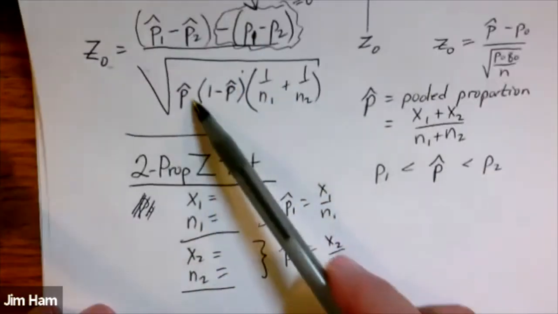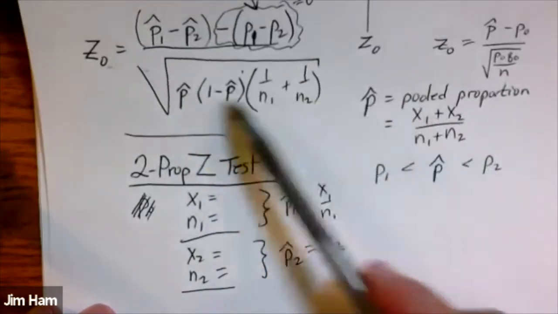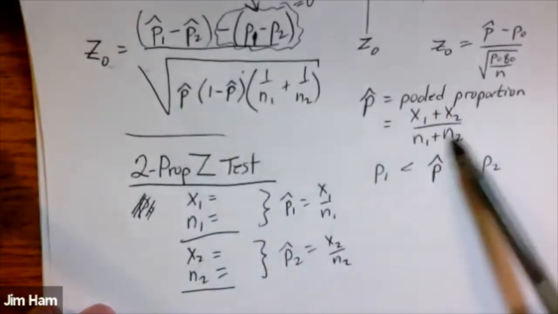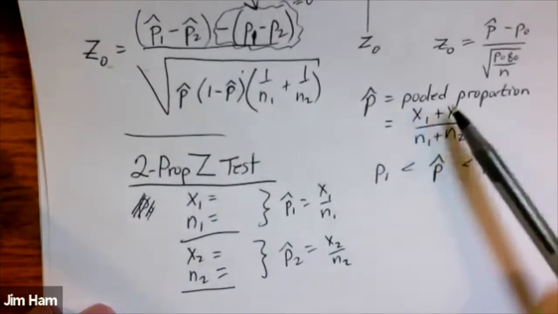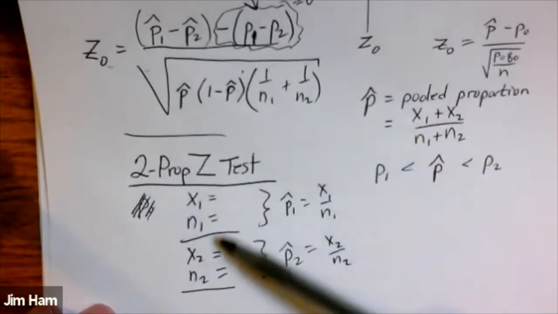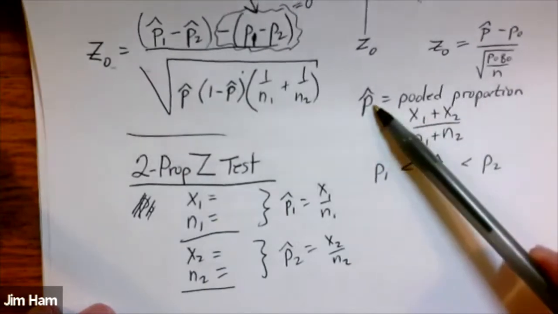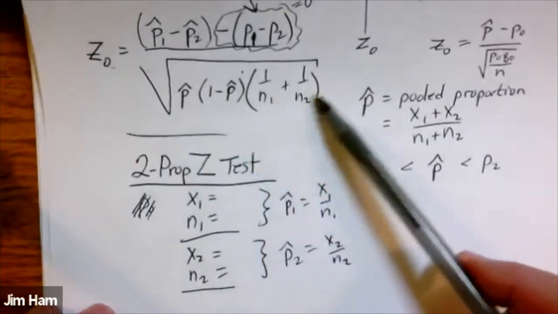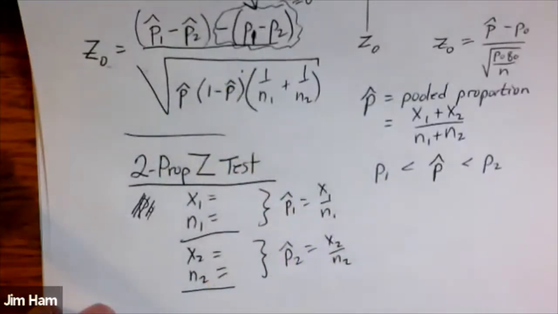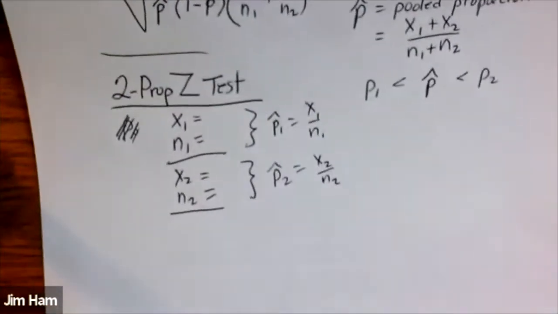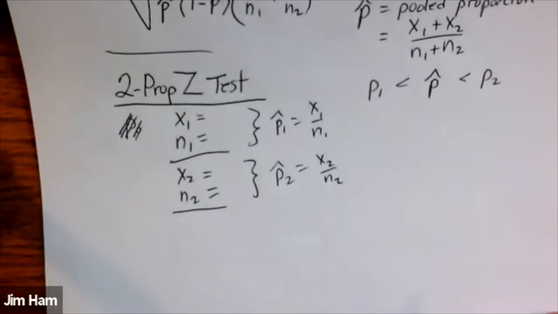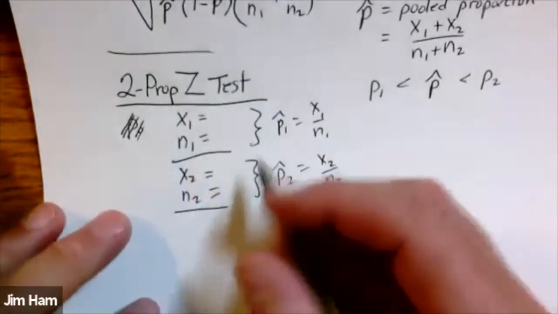In fact, if you look down here, the pooled proportion is this number. And so as long as you give it X1, X2, N1, N2, all of these numbers, it can calculate this. And if it can calculate this, P hat, then you can use it here and you've got everything you need. So this is the only thing that you need to feed the calculator. Just those two sample sets of sample statistics here.